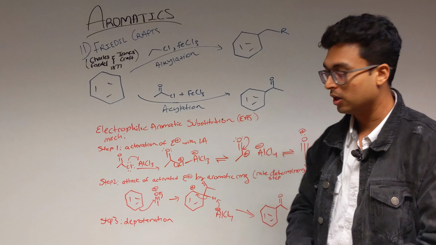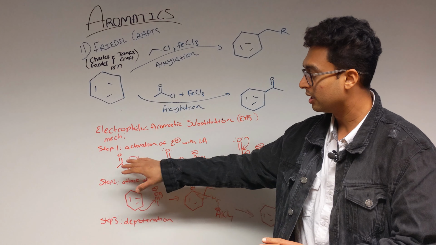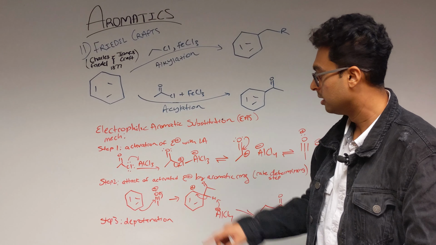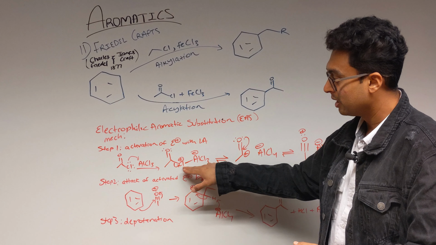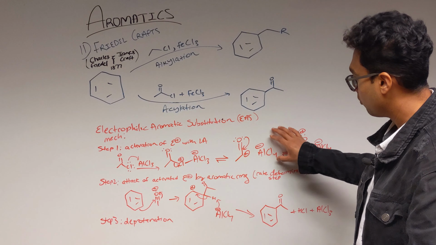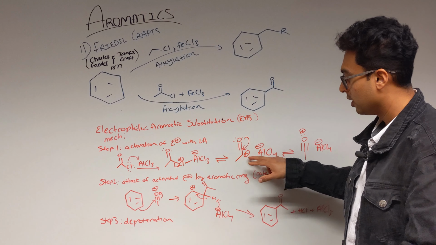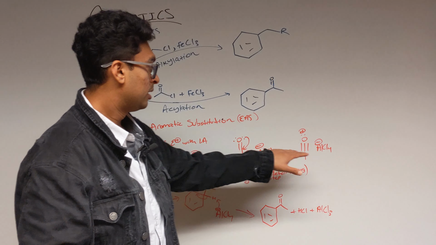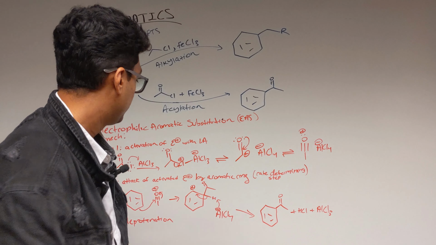Step 1 is the activation of the electrophile with a Lewis acid. So here the Lewis acid is aluminum chloride. The chlorine on the acyl chloride is electron rich, so it's going to donate its electron pairs, forming this intermediate. Now, this chlorine is positively charged, so it's going to break that bond and form aluminum chloride, which is negatively charged, and then doing that, you're going to form a carbocation. In order to stabilize that, this is the best resonance form, which is known as an acylium ion.